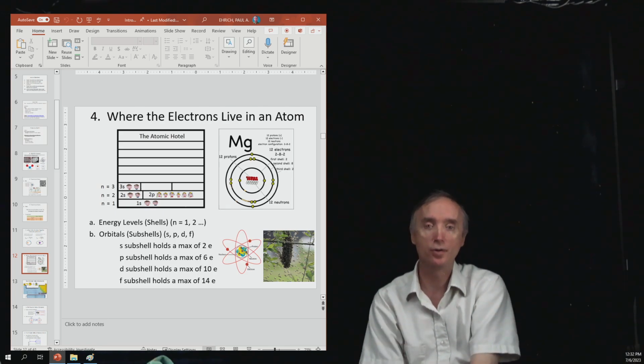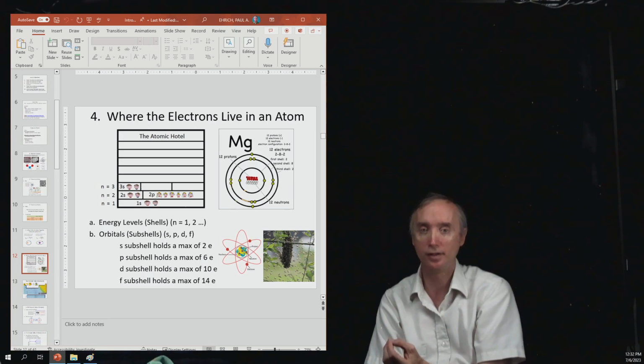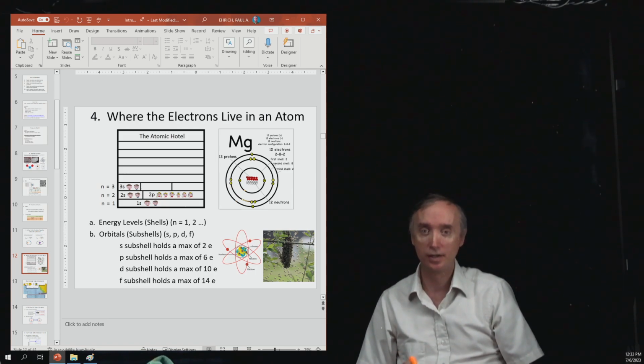Okay, now let's continue our review for the Unit 1 exam in astronomy, and now we're going to talk about where the electrons live inside the atom. This is really the most important thing in chemistry, this idea of where the electrons live, because that in turn is going to determine the reactivity of that particular atom. So this is very important stuff.